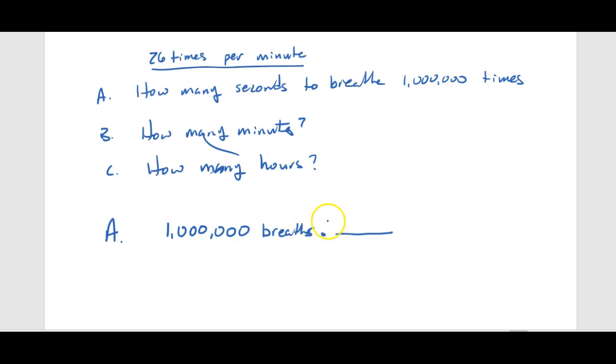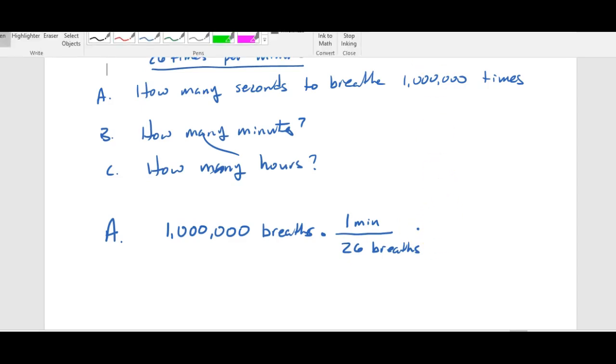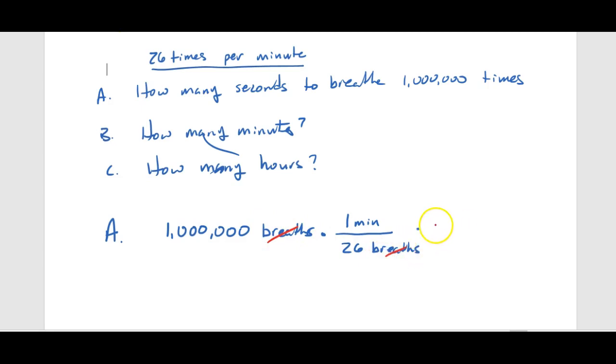So 26 breaths per minute. If I want units to cancel out, this is how I'm going to arrange that ratio. Because when I do that, breaths and breaths are going to cancel out. Problem is, I don't want minutes, I want it in terms of seconds. So I need to multiply by another ratio that will tell me how many seconds that is.